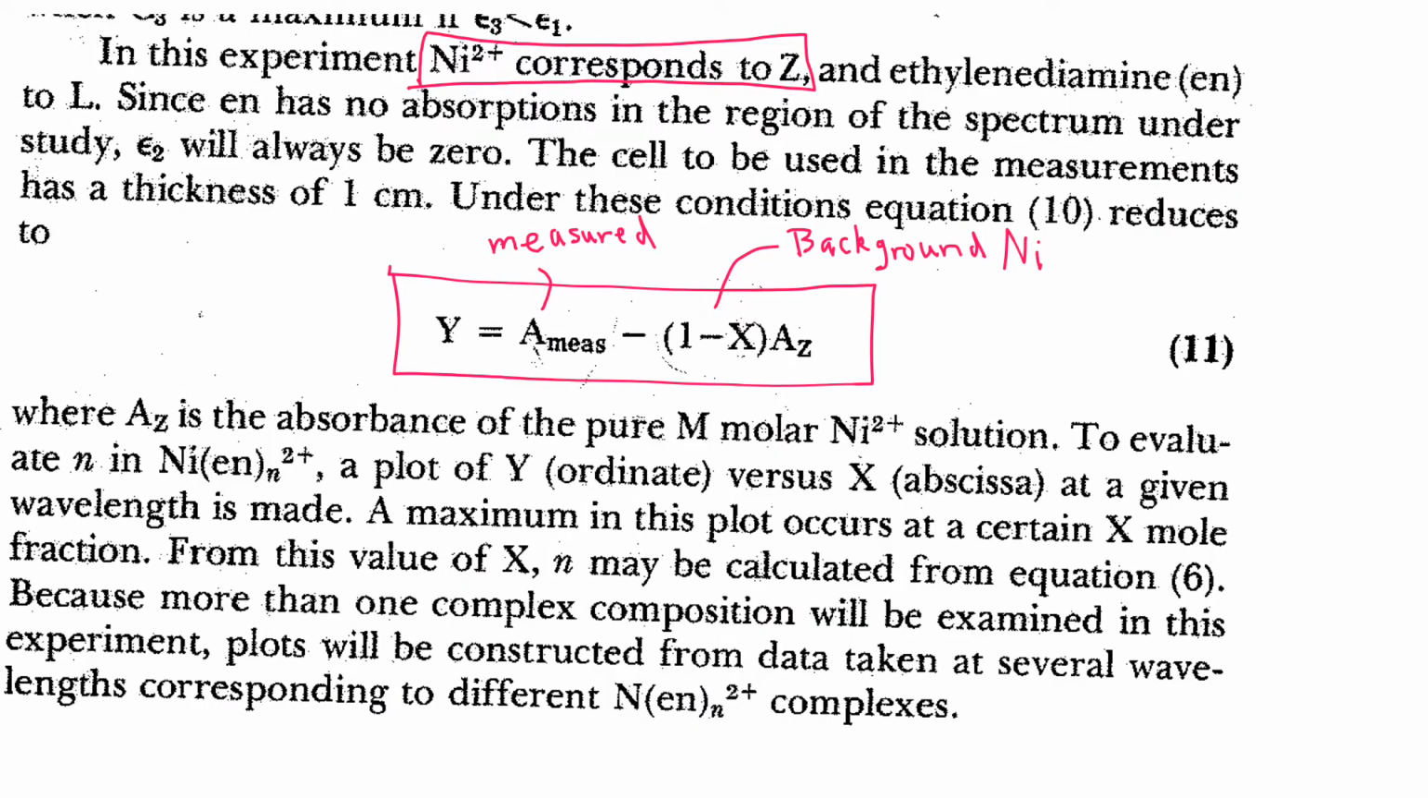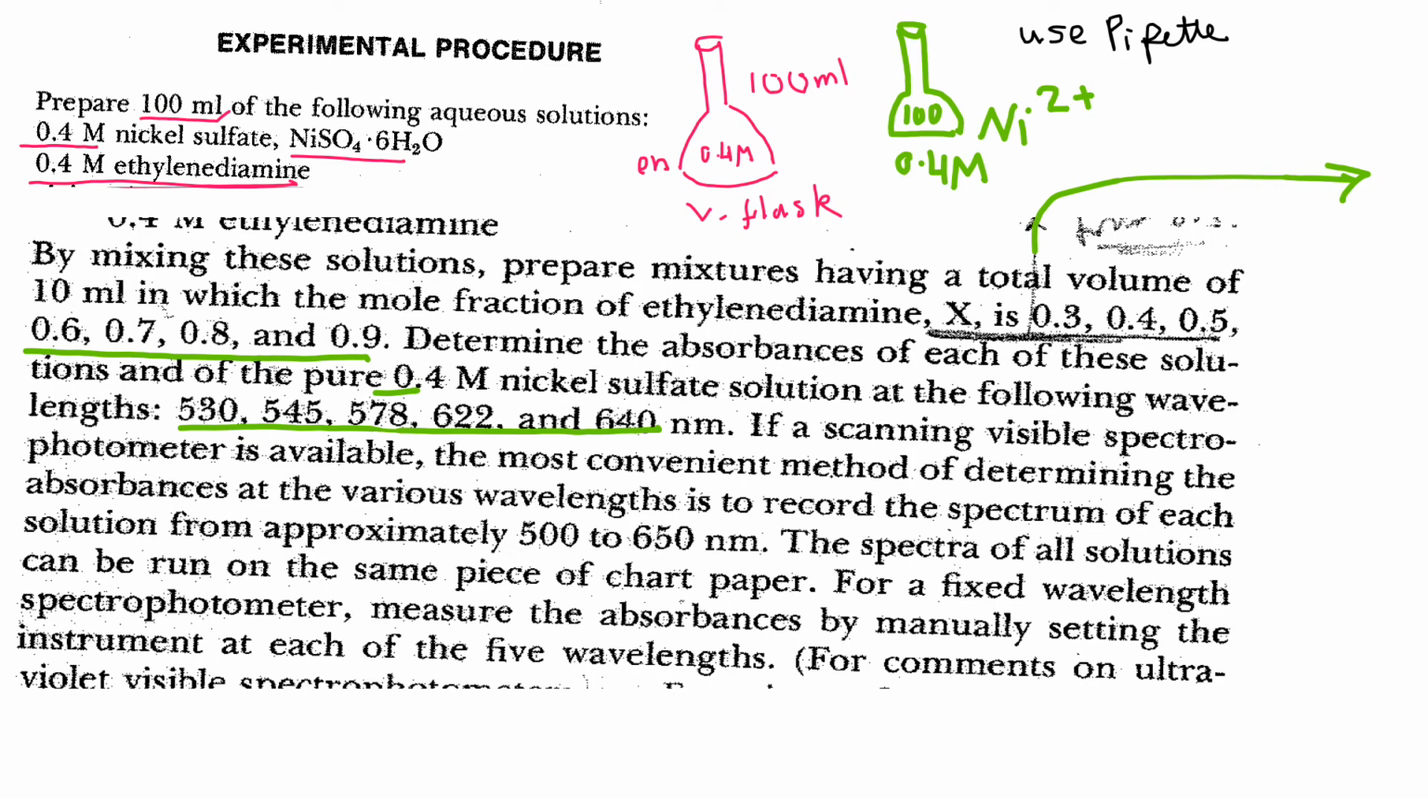Now nickel always corresponds to Z, and here Y is the measured absorbance of the tubes, and you subtract the measured absorbance of the nickel, of course. This is the measured absorbance of the nickel. Now in the experimental part it will be clearer. This is the experimental procedure. I'll make it very simple.